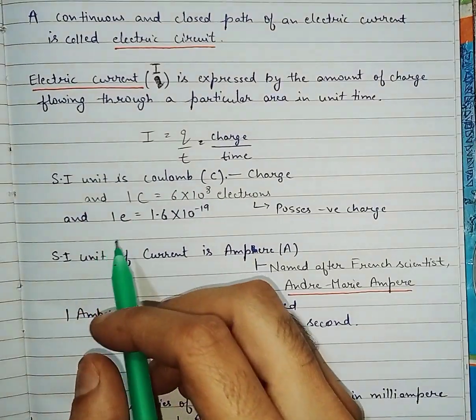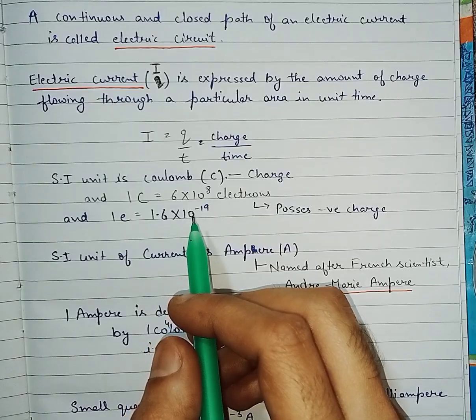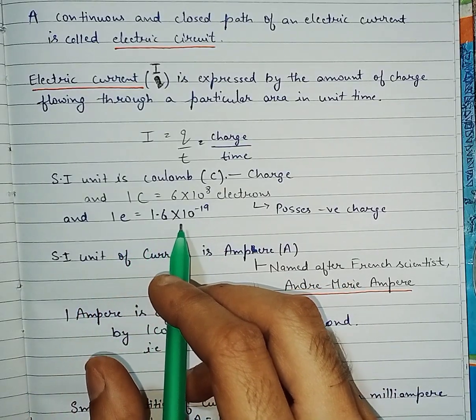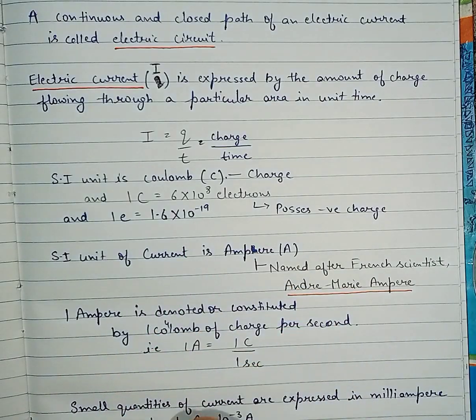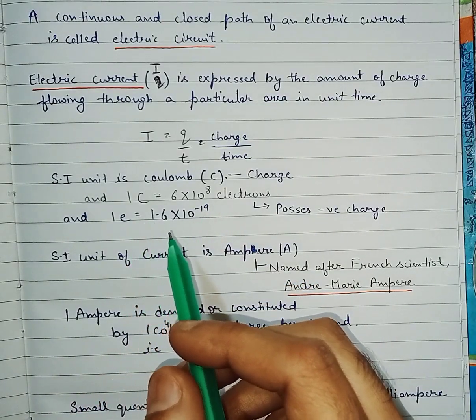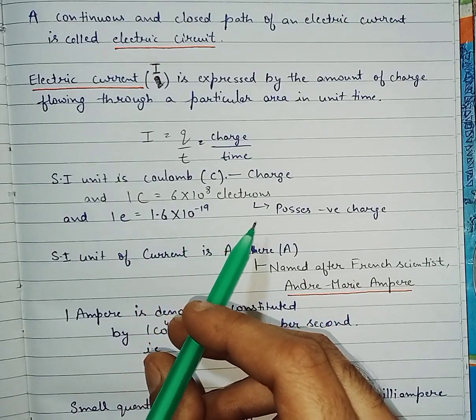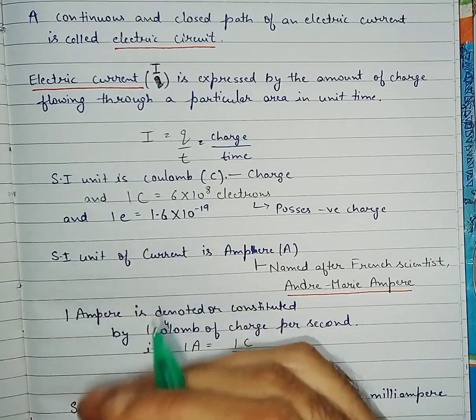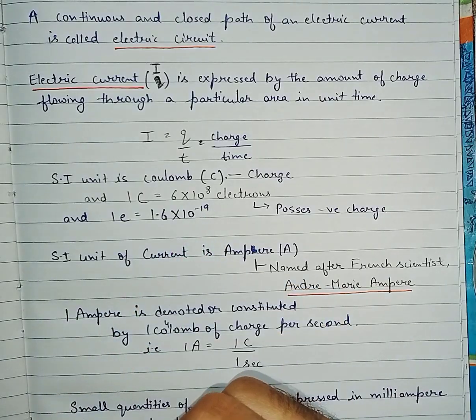Now we can say 1 coulomb is equal to 6 into 10 to the power 18 electrons, and 1 electron is equal to 1.6 into 10 to the power minus 19 coulomb. Electron possesses negative charge, which we can study further in 11th or 12th class in the whole charge chapter.